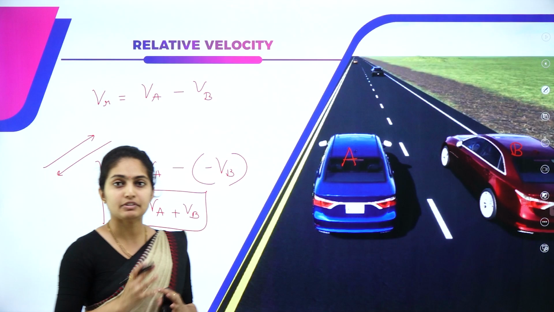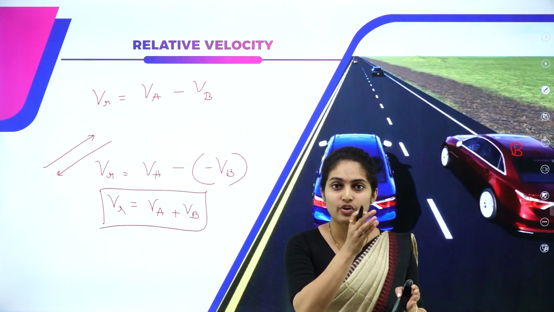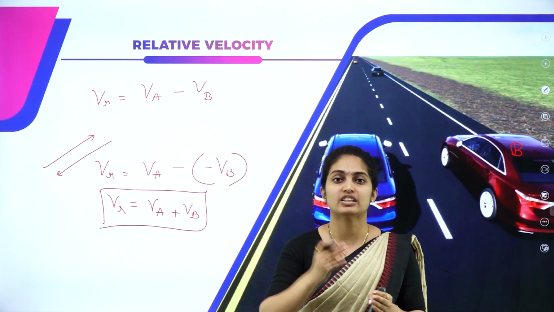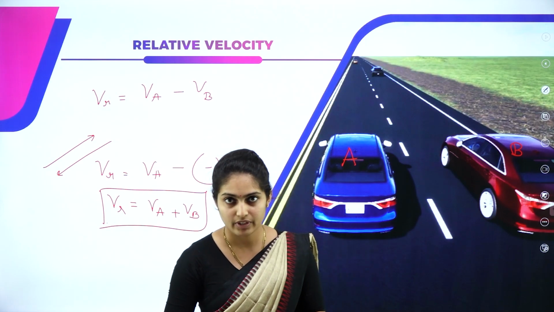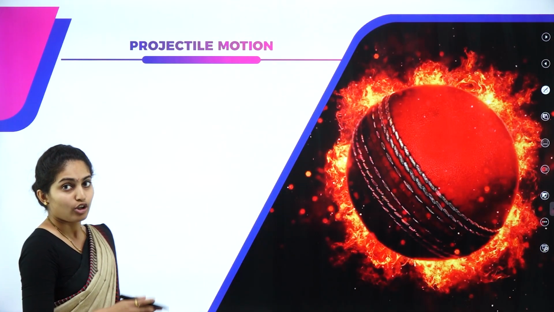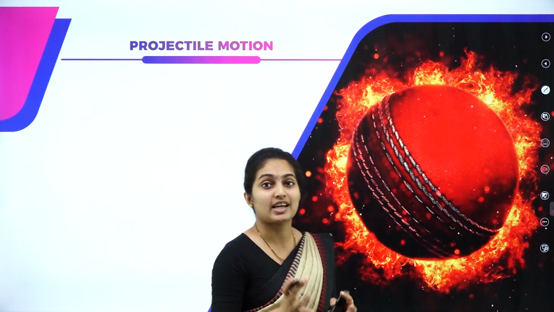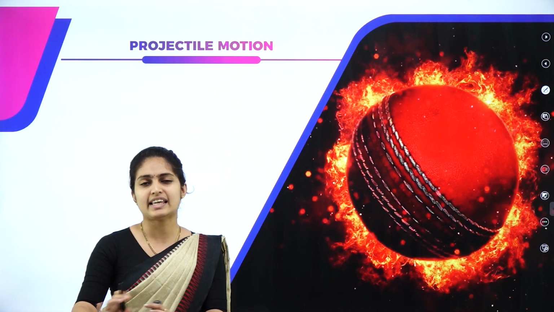I hope you're clear with what relative velocity is. Relative velocity is the velocity of one object with respect to another object, that is the definition, and it lies as an equation. Coming to the next concept, it is projectile motion. What is meant by projectile motion? First of all, a common and easy example which comes to our mind is a cricket ball.